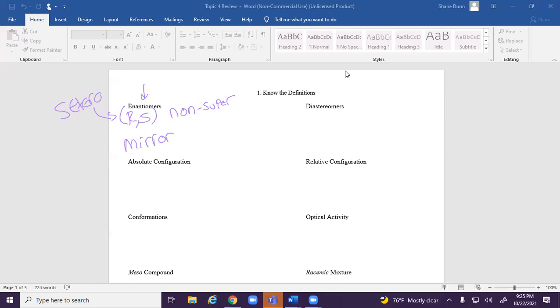So diastereomers can be stereoisomers, right? Which is R and S, and are non-superimposable, and are non-mirror images. They also can be cis and trans.